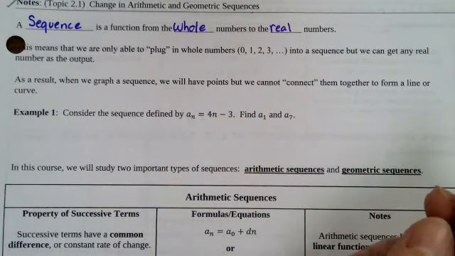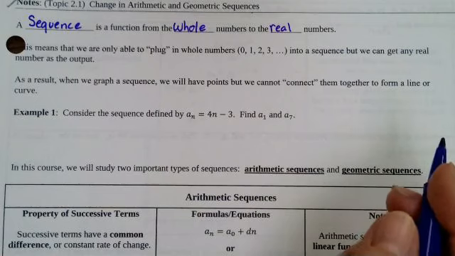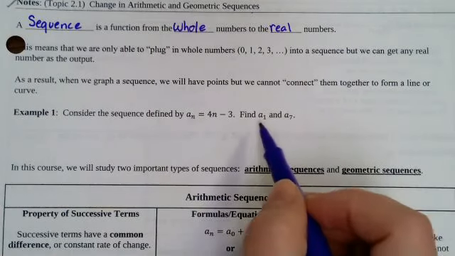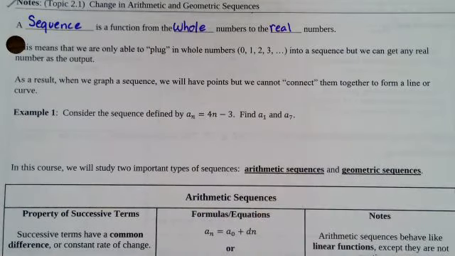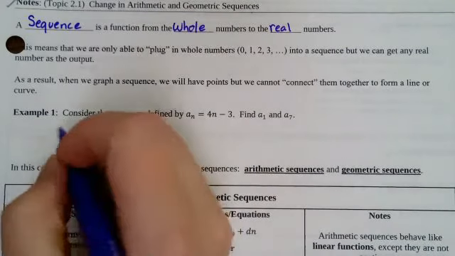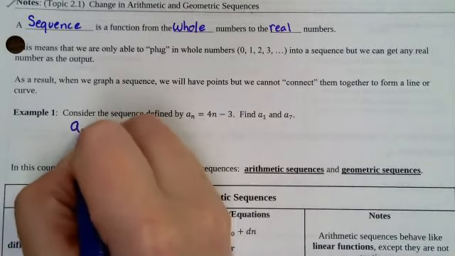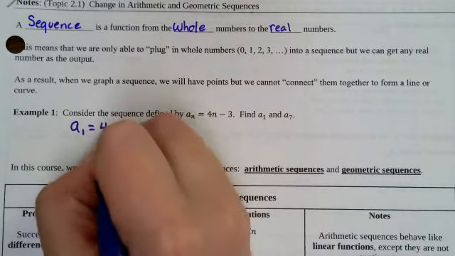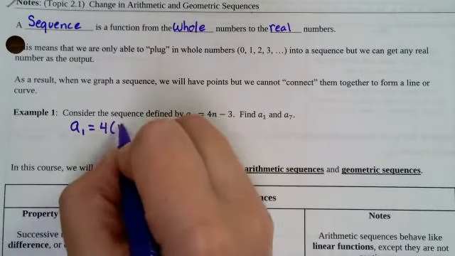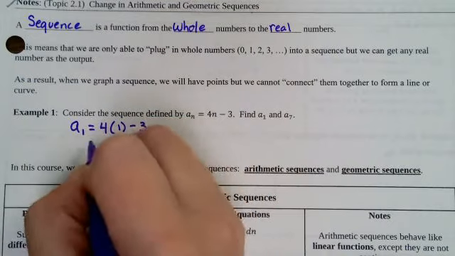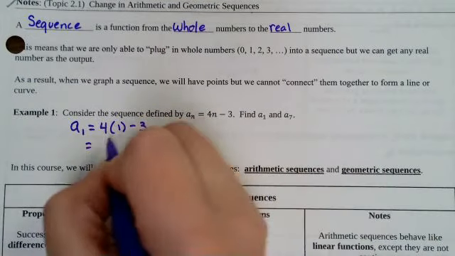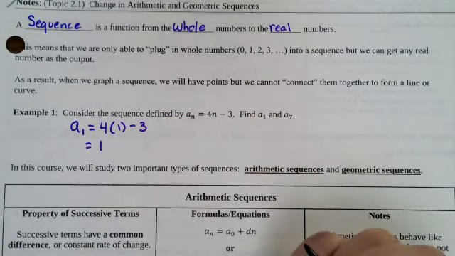It's basically the same thing as if I had a function a of n. This is a of 1. You're going to plug in that 1 everywhere we see an n. So we're going to start off with that. A sub 1 is going to be 4 times the n value, which is 1, minus 3. 4 times 1 is 4, minus 3 is 1, and there's your answer.